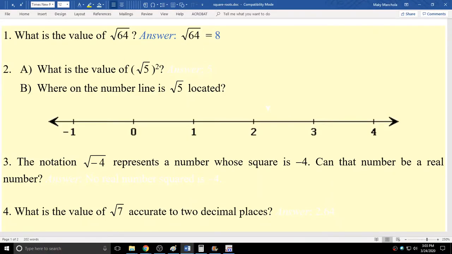What is the value of square root of 5 squared? Well, we know that the square root of 5 is the non-negative number whose square is 5. So based on that, the square root of 5 squared is 5.